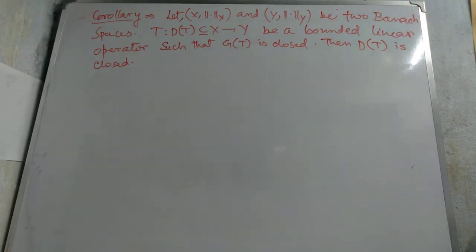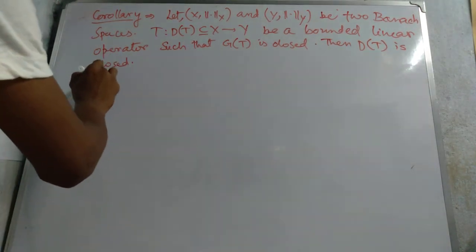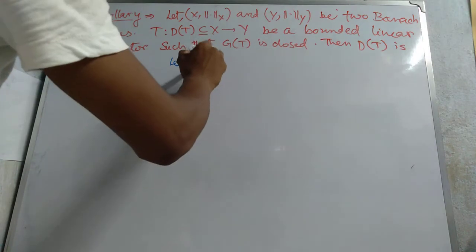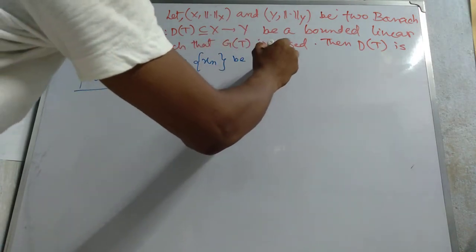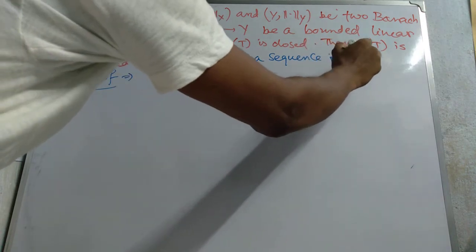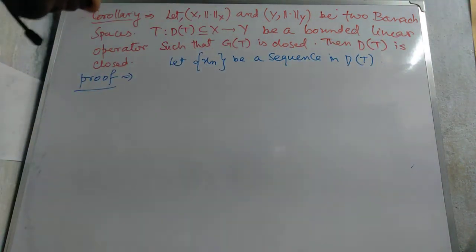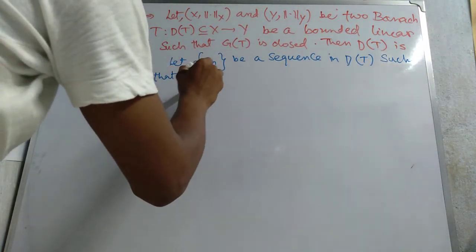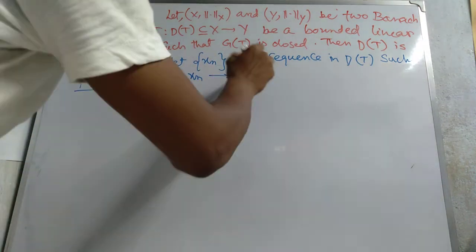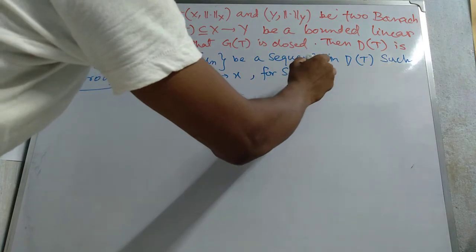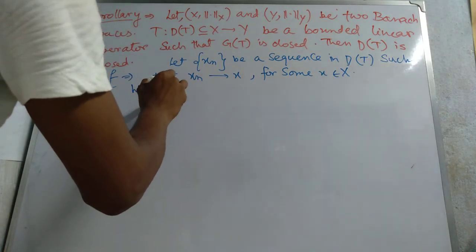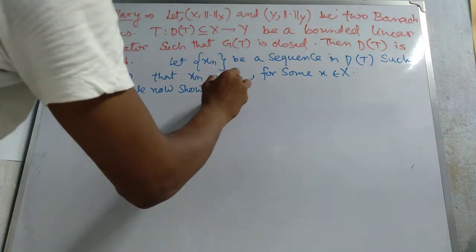How do we do this? We do this simply. First we start with a sequence. Let xn be a sequence in dt such that xn tends to x for some x belongs to X. We now show that x belongs to dt.